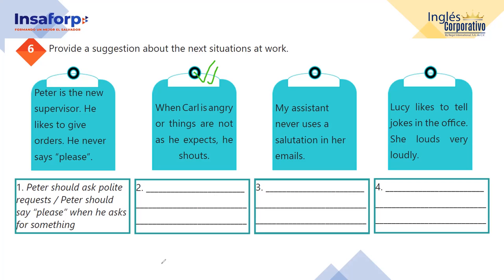Shouldn't shout. What is the pronunciation? Shouldn't. Negative. Most of us say shouldn't, but if we want to improve a little bit, we can say shouldn't. He shouldn't. So Carl shouldn't shout when things are not as he expects. That can be a good suggestion.